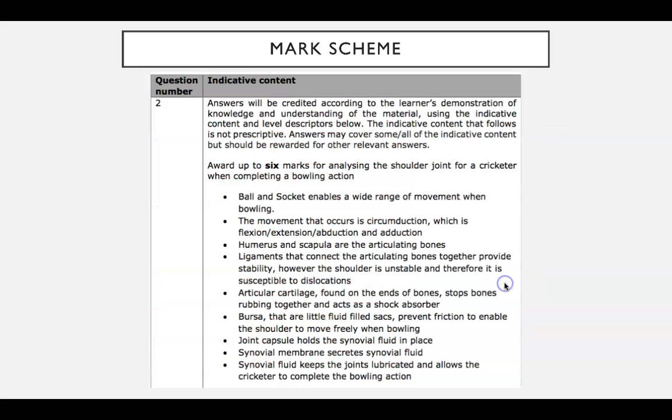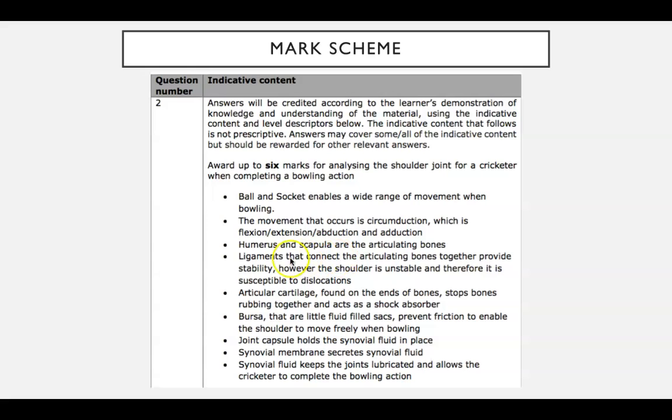Okay, so the answer could have had all of these things. So ball and socket enables a wide range of movement when bowling. The movement that occurs is circumduction, which is flexion, extension, abduction, adduction. Don't worry if you didn't put that. If you put the movement in circumduction, that'd be fine. The humerus and scapula are the articulating bones.